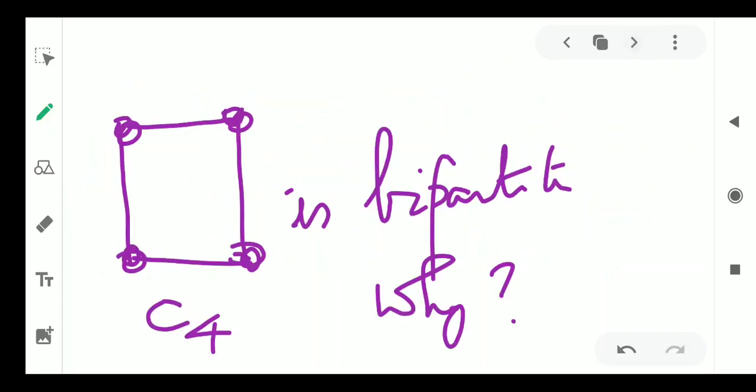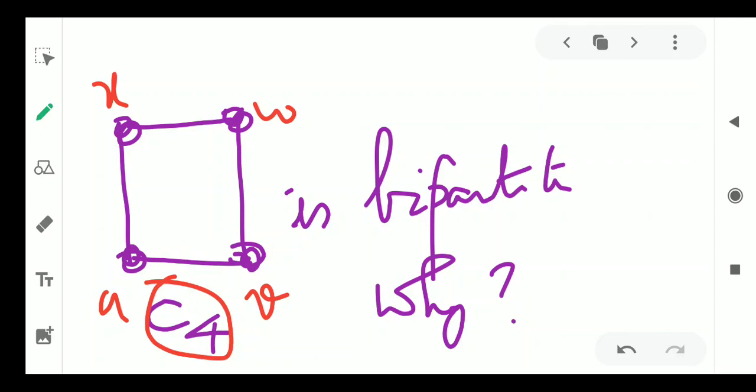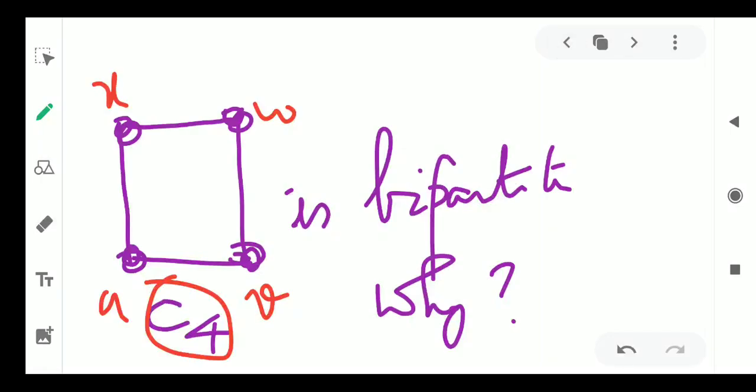So let's have an example. This is a bipartite graph. Let me take this as U, V, W, X. There are 4 vertices, and therefore it is a cycle C4. Cycle C4 is bipartite because, let us have a look at the graph once again. U has this vertex here, then I have to keep this in Y.